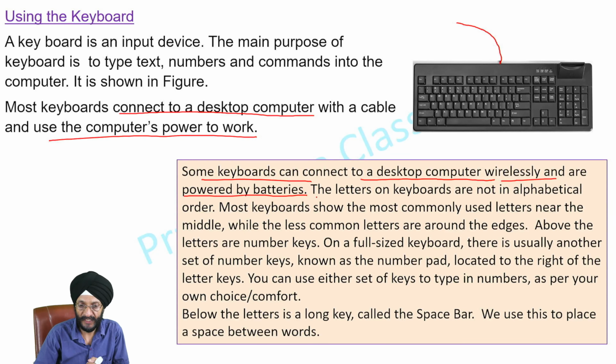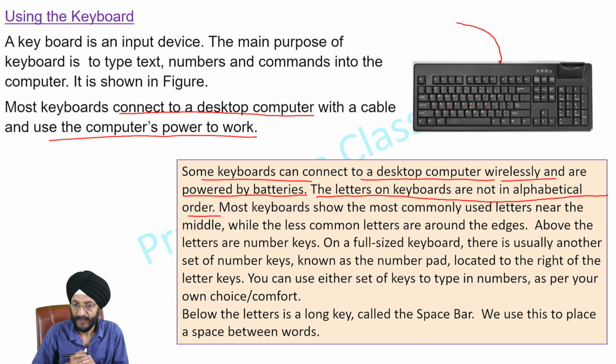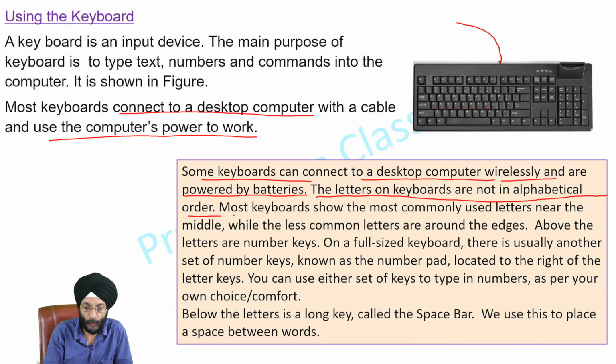The letters on the keyboard are not in alphabetical order. That is, here you can see that it is not written A, B, C, D. This is A, this is S, D, F, G, and from here, this is L, K, J, H. So, in the keyboard, the letters are not given in alphabetical order. Most keyboards show the most commonly used letters near the middle. You can see that most of the keys are here in the middle.